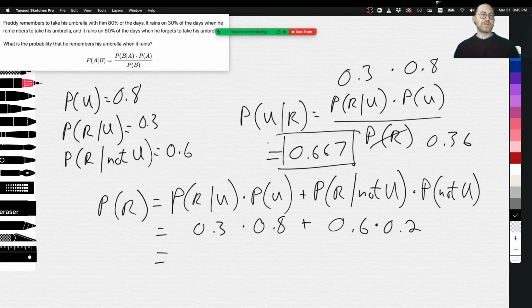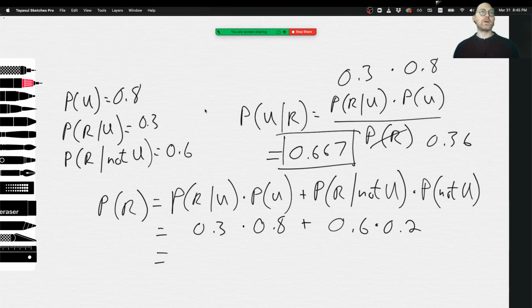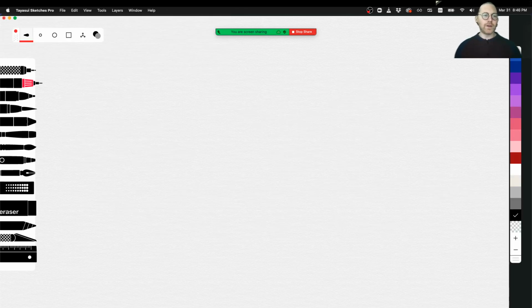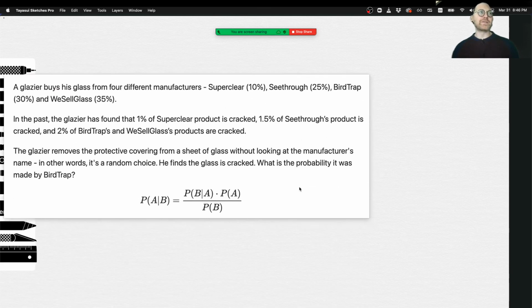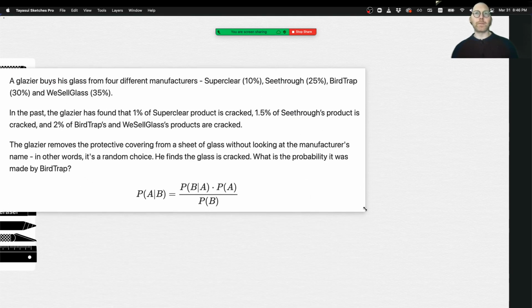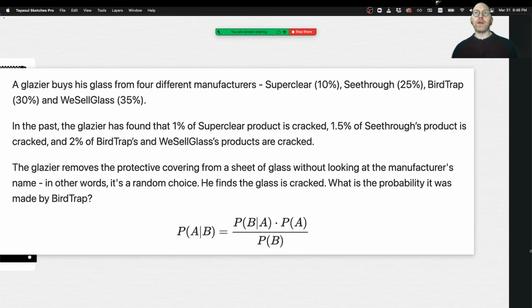Okay, so let's look at another one. And this one has a little bit more complexity to it, but ultimately it's reasonably as simple. We just have more items, you could say, that we're considering. So I'll go ahead and read through this.